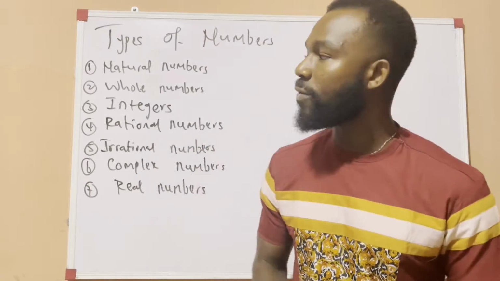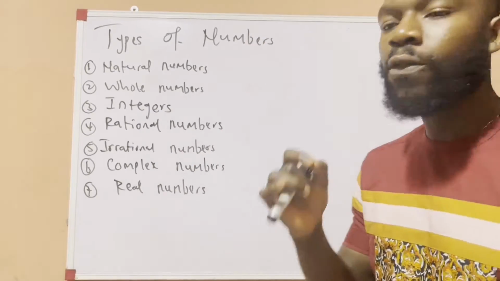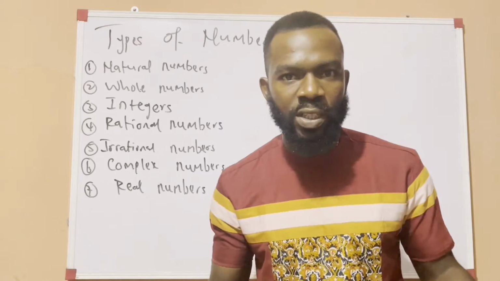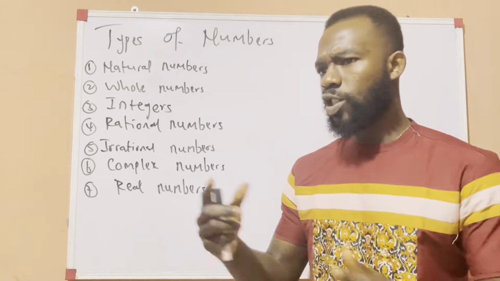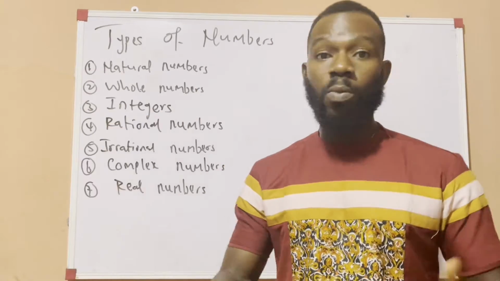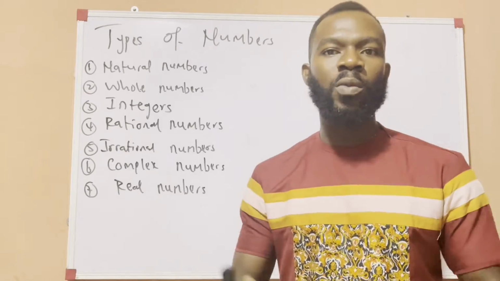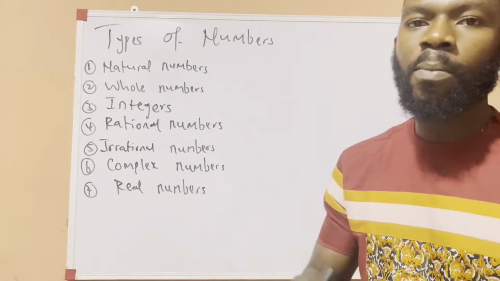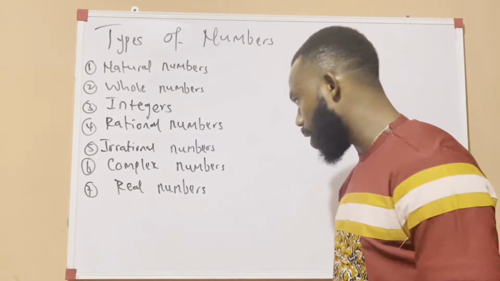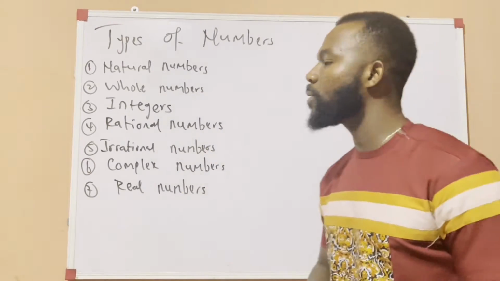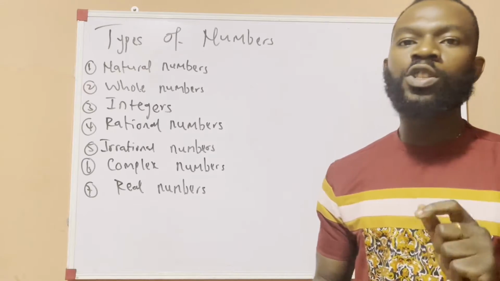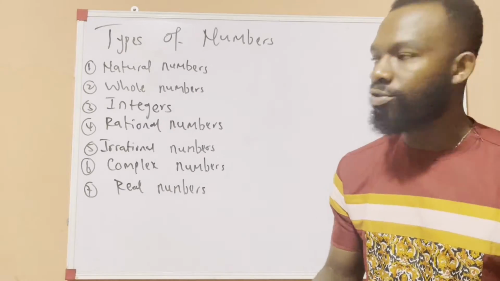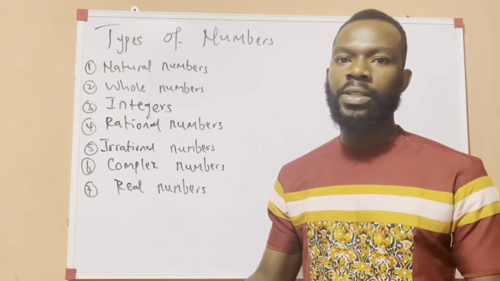The first thing we have today are the types of numbers. We all know what numbers are because we use them in our day-to-day activities. Some of our contacts are made up of numbers, our account details are made up of numbers, you understand? But do you really know the types of numbers that we have? We have 7 types of numbers that we are going to be discussing. I will be very brief and try to be explanatory so you can understand better.